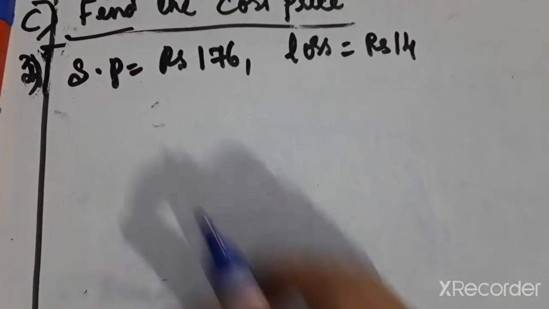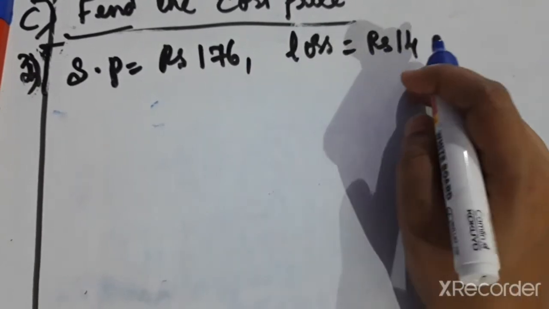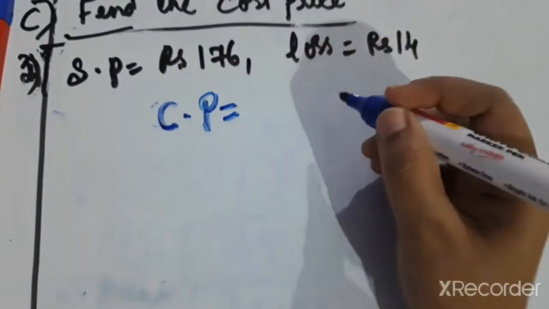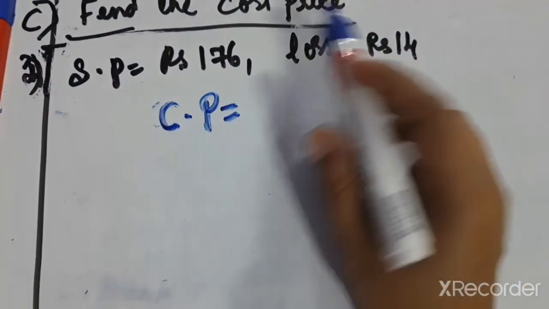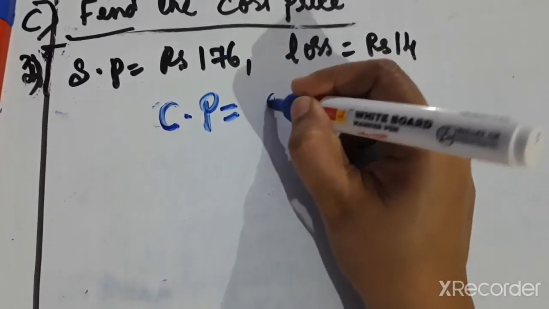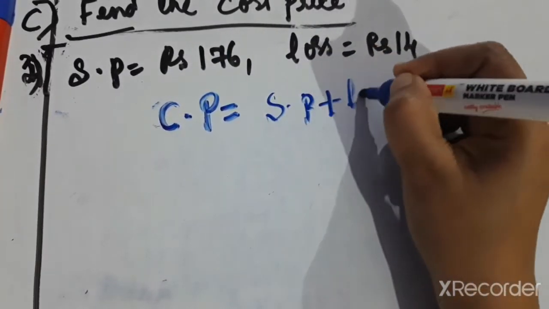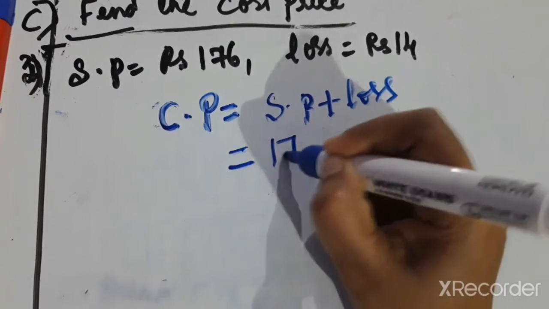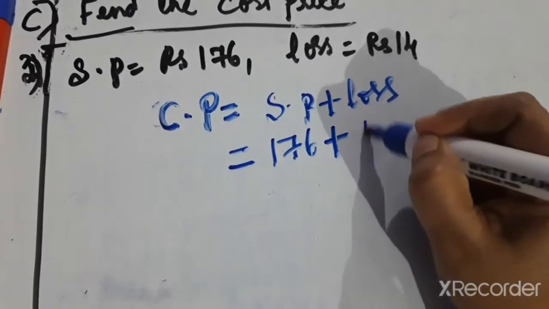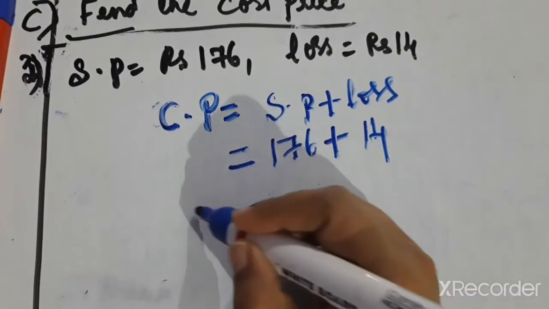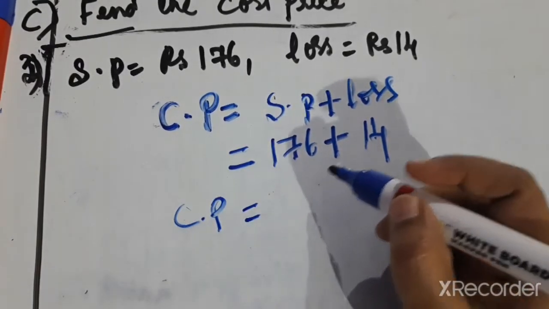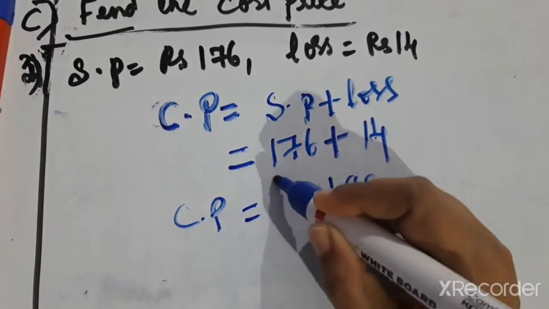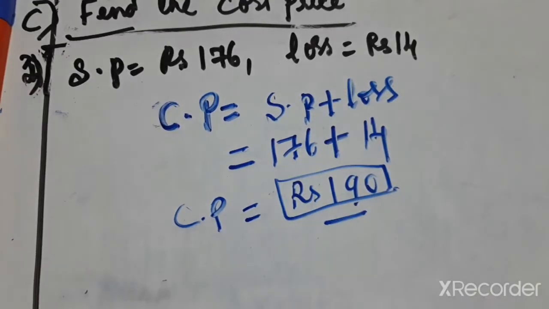Now here, third question: selling price is rupees 176, loss is 14. To find cost price. Loss means cost price is greater, so we have to add these two: selling price plus loss. What is the selling price? 176 plus loss 14 rupees. So cost price is 176 plus 14, rupees 190. Total is 190.